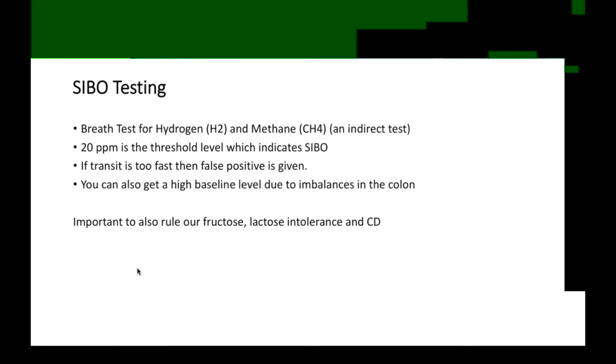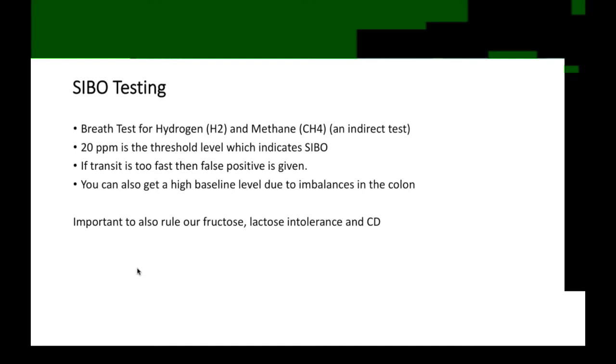So there are different issues with having a SIBO test, but if you are getting around about 15 to 20 parts per million above your threshold, then that is a good indication that there is bacterial overgrowth. It may also indicate that there is a colon infection as well, of course, because you will get movement of bacteria from the colon into the small intestine. So the two can often be very linked.